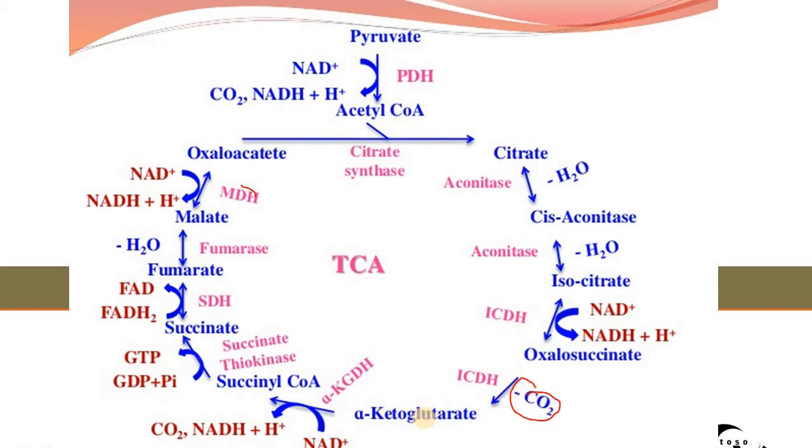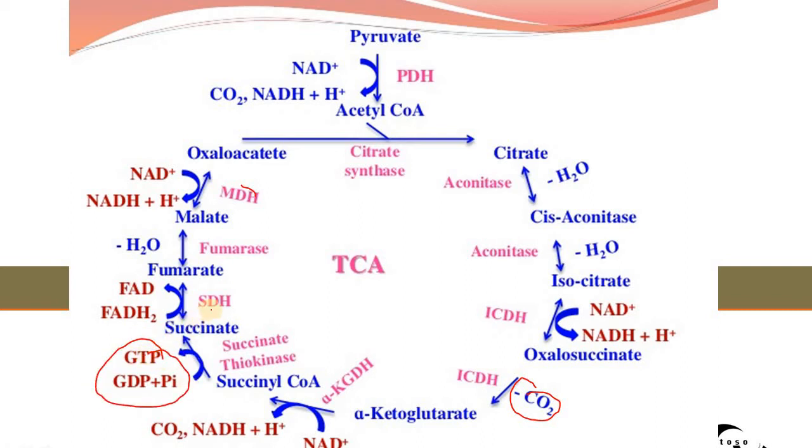Okay, so this alpha ketoglutarate is an important intermediate for the synthesis of the amino acid glutamate. Okay, and this alpha ketoglutarate can be further reduced and it forms succinyl CoA, and this succinyl CoA can be acted on by succinate thiokinase, and this results in the production of succinate. And meanwhile here we have the production of a GTP molecule.